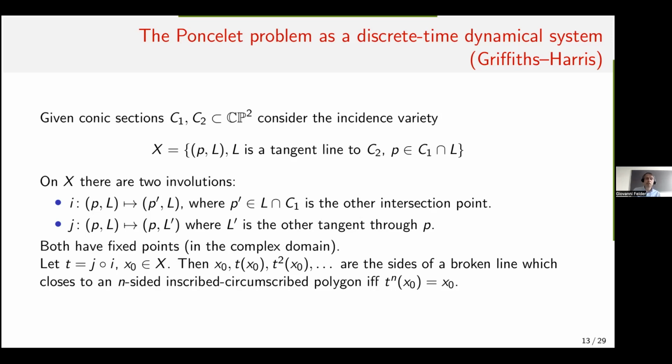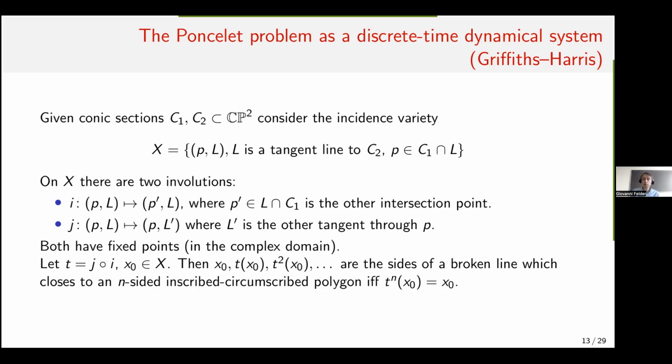Okay, and so on this space we have two involutions. Namely, we can change the point, because the line will meet the circle C1 in 2 points. And so the first involution will map P to P prime, where P prime is the other intersection point of the tangent with the circle C1, let's say the outer circle.